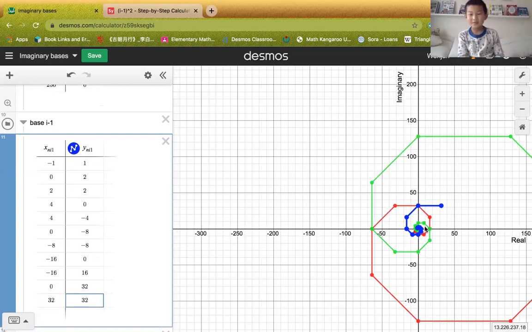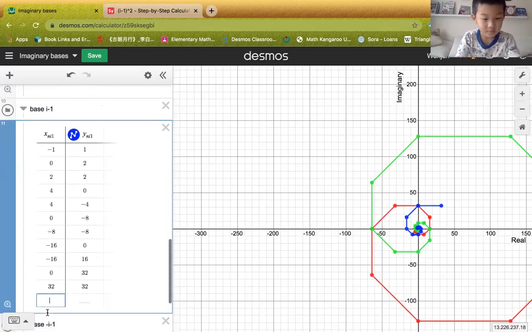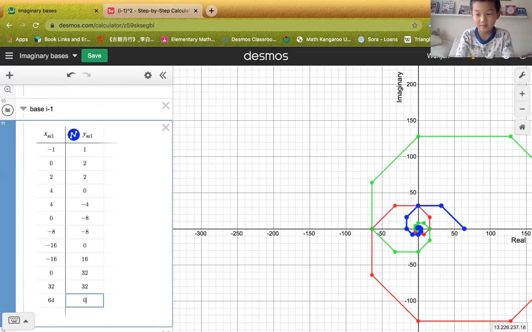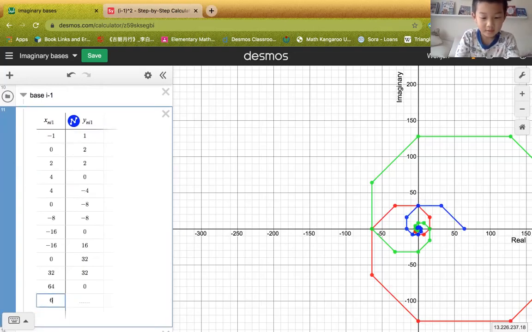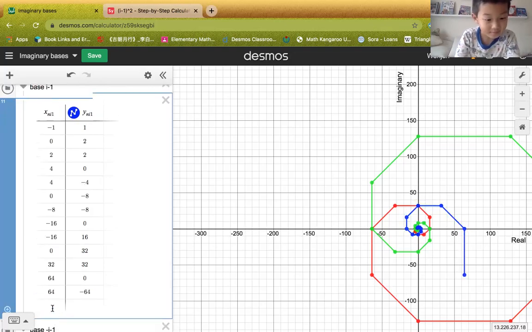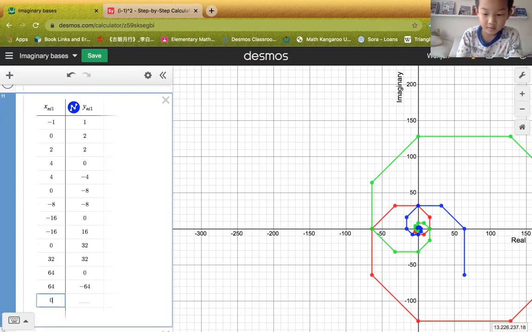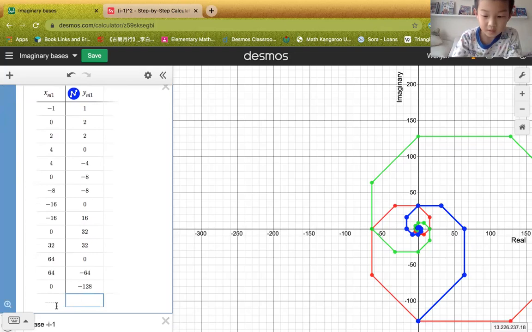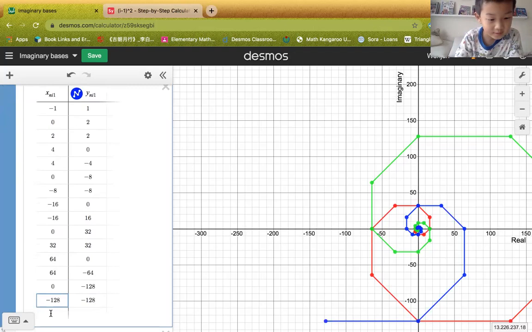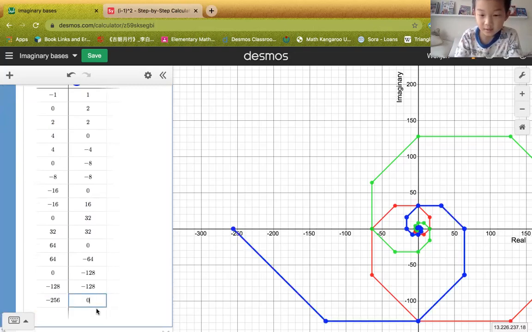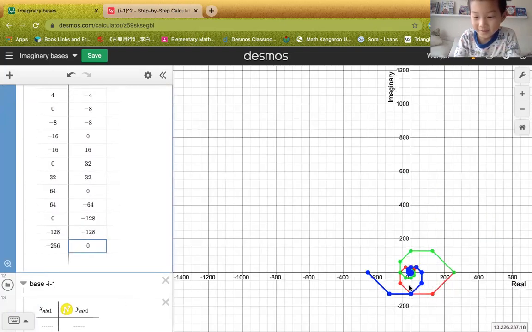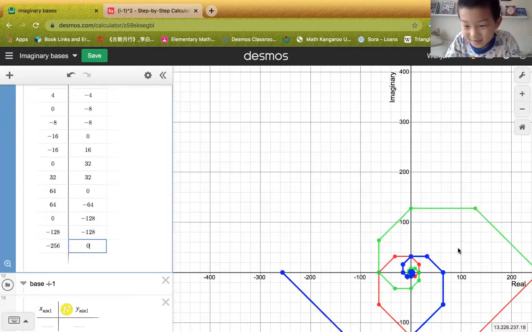Let's zoom out. 64, 0. 64 minus 64. 0 minus 128. Minus 128. Minus 128. Minus 256. 0. This is a bank you definitely wouldn't want.